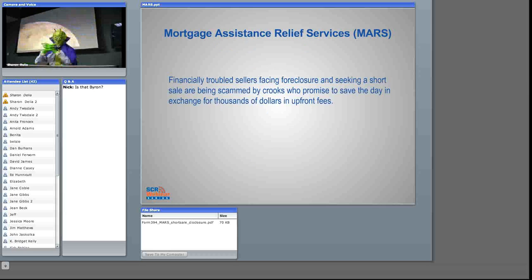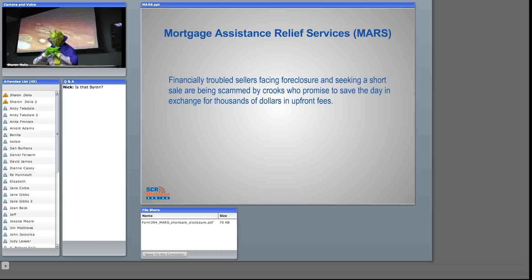There are 6 SCR forms for short sales on the website, scrrealtors.org or .com. Forms 393, 394 that we've discussed, 395, 396, 397, and 398. 398 is imperative that your sellers receive. This is the short sale information form for your sellers. On Form 394, this will be done also in your advertising when you advertise MARS or short sales.